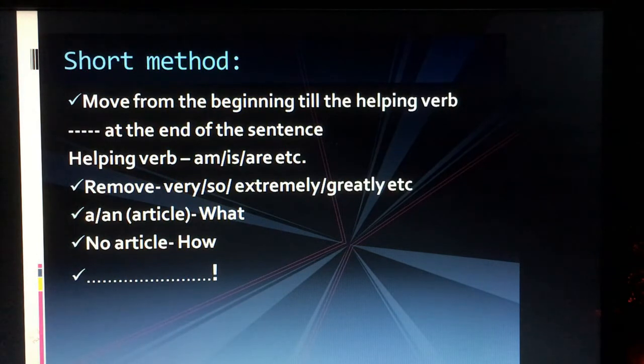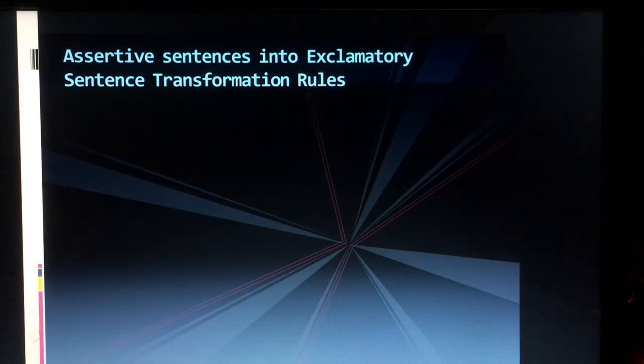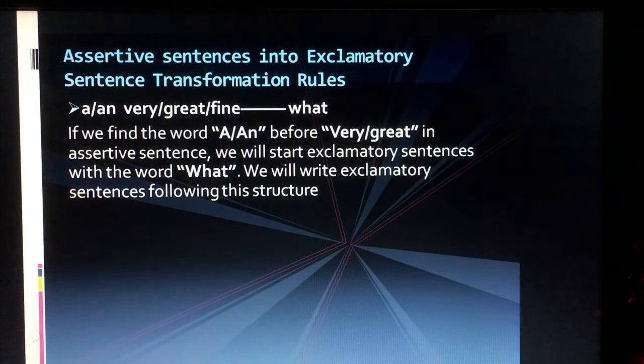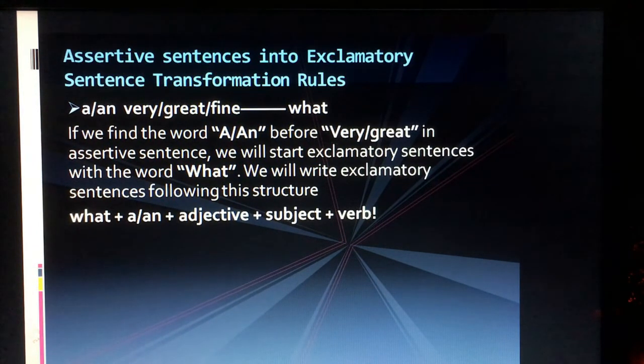So let's start with the rules. Here I'm going to show you how we are going to convert the sentences, okay? First one, as I told you, a or an, the article, and if there are any degree words like very, great, fine, we need to add what first. If we find the word a or an before very or great in an assertive sentence, we will start the exclamatory sentence with the word what. We will write the exclamatory sentence following this structure: what plus a or an, that's our article, and then we will place the adjective, then subject plus verb, then the exclamatory mark.